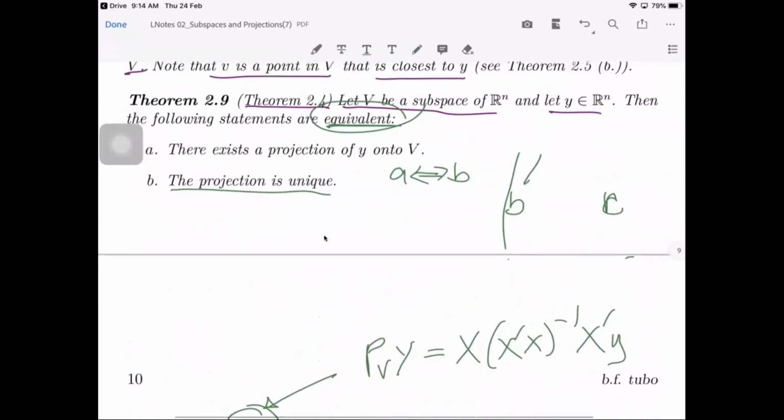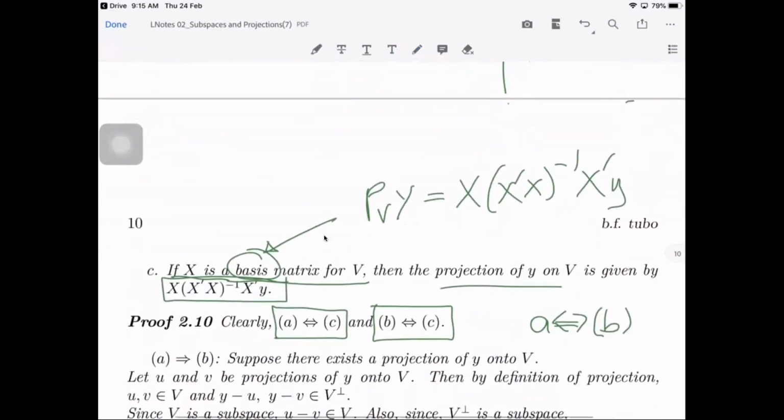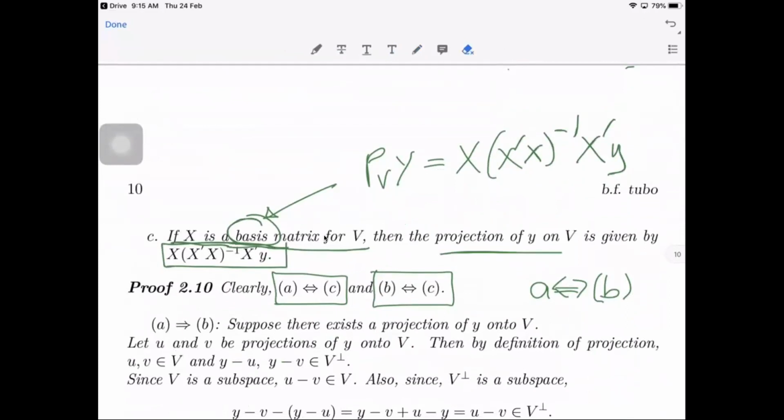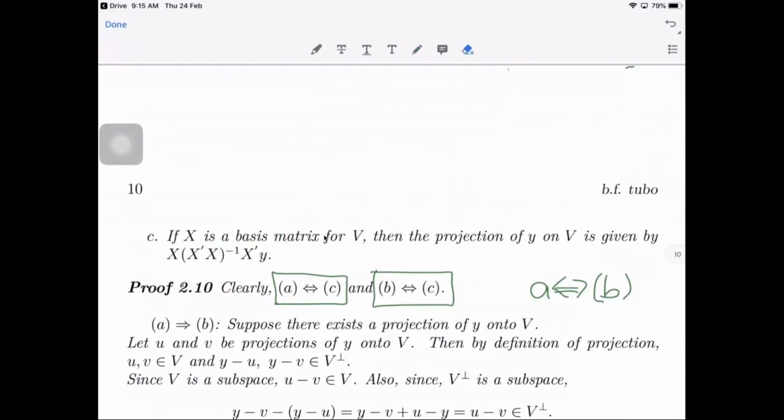So there exists a projection of Y on V. Since there exists a projection, it is given by that. So it is clear that A if and only if C: if you have a projection, then there exists a projection on V. So this is clear.